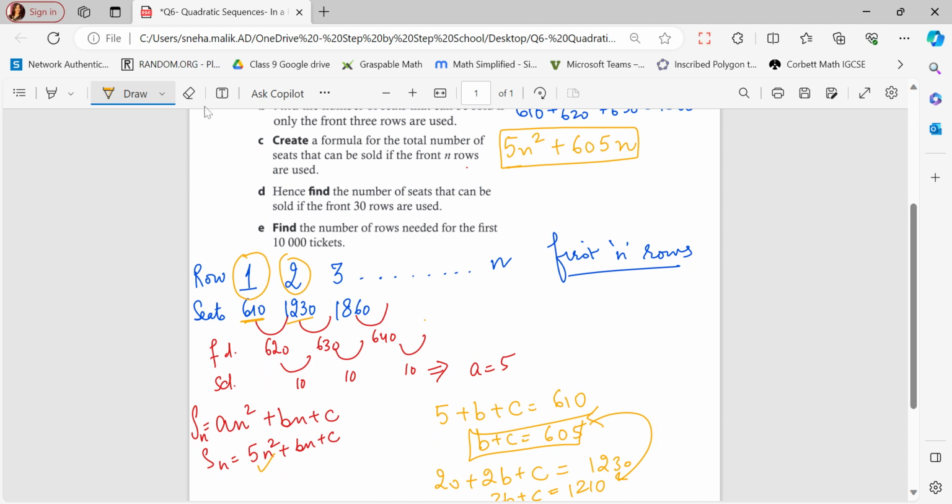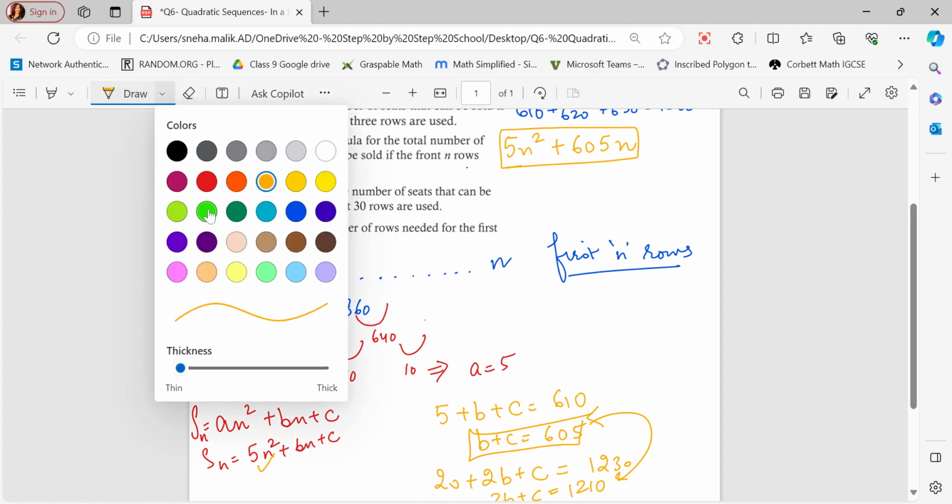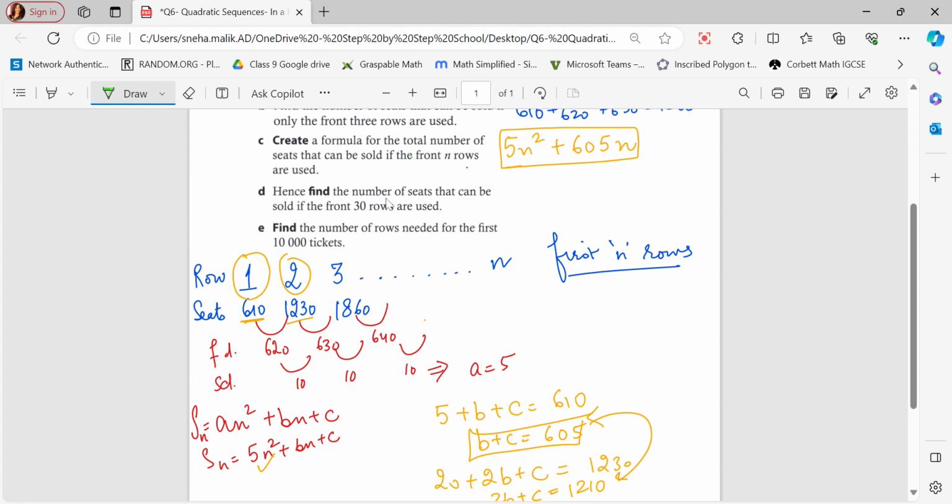Now we are at the D part. It says find the number of seats that can be sold. Sold means I am selling all the first 29 rows first and hence 30. So not the first sequence, but the second sequence is going to be used. I substitute n as 30 over here. So it will be 5 into 30 square plus 605 times 30, and the answer that we get here is 22650.